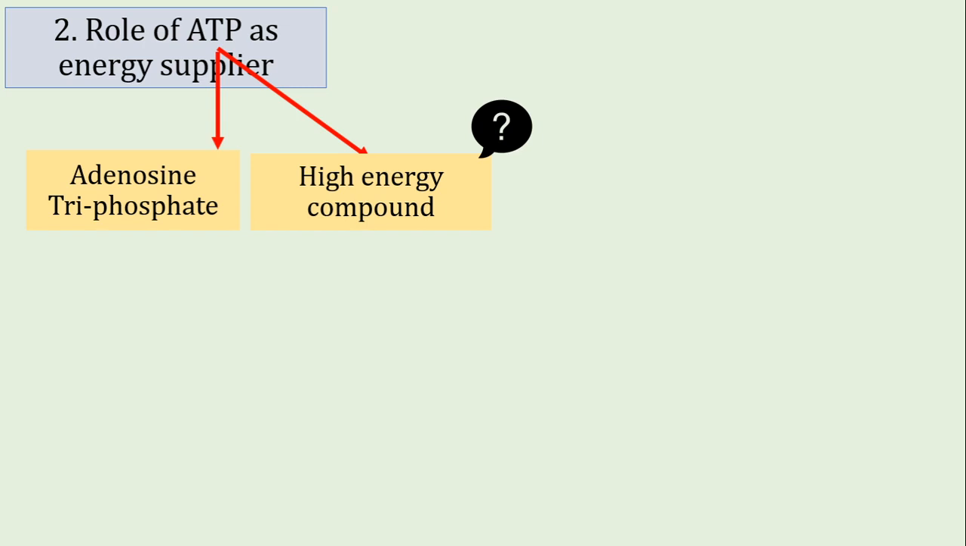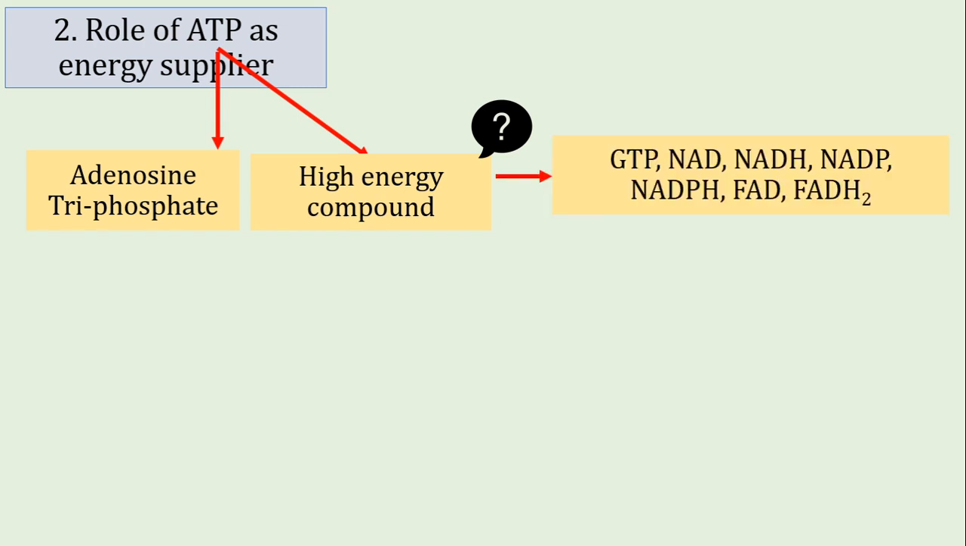High energy compounds are several compounds present in the living cell that provide metabolic energy to perform different metabolic chemical reactions. Inside a living cell, thousands of different kinds of chemical reactions take place. To perform these chemical reactions, we need to provide energy. So this energy will come from the breakdown of these high energy compounds, and ATP is the main high energy compound, and the rest of the high energy compounds are GTP, NAD, NADH, NADP, NADPH, FAD, FADH2.